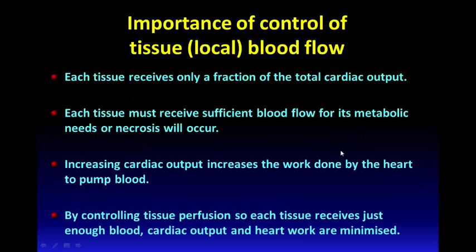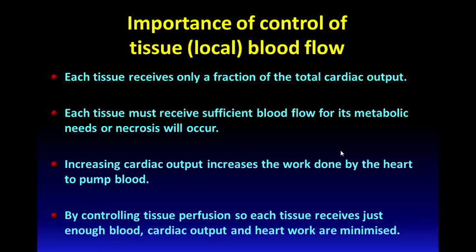Before describing the coronary circulation in details, we shall first describe how blood flow through the different tissues of the body is regulated. This control of the tissue blood flow is important so that each tissue would receive only a fraction of the total cardiac output. This fraction must be sufficient to satisfy the metabolic requirements of the tissue and supply the tissue with adequate oxygen and nutrients. Otherwise, the tissue would undergo necrosis.